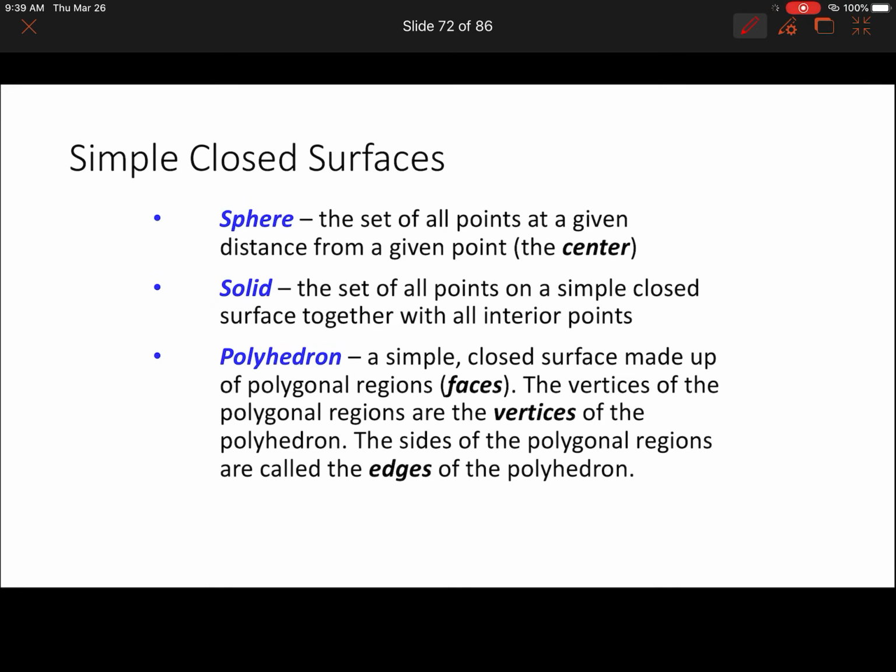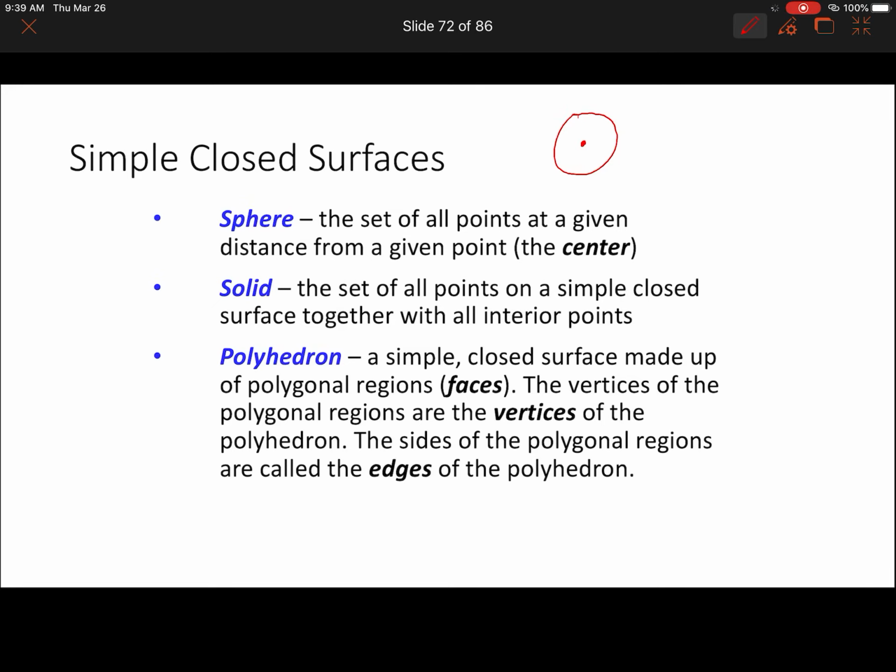So some different types of shapes or surfaces that we're going to talk about. One is a sphere. And you know what a sphere looks like. It's a ball shape. The earth we talk about being a sphere shape. But really any kind of ball would be a sphere shape. And it's defined as being the set of all points at a given distance from a given point. So if you remember when we talked about a circle, we said that a circle is all the points that are equidistant from a center point.